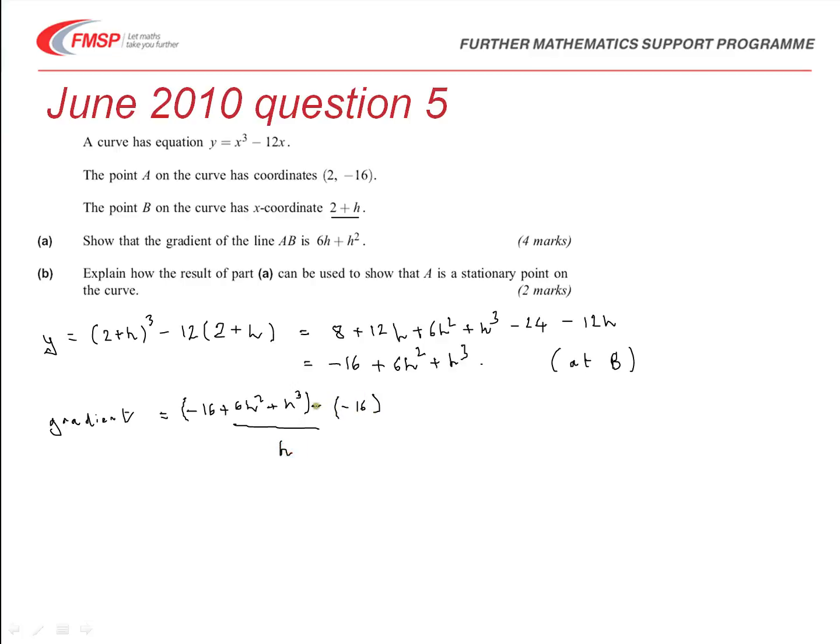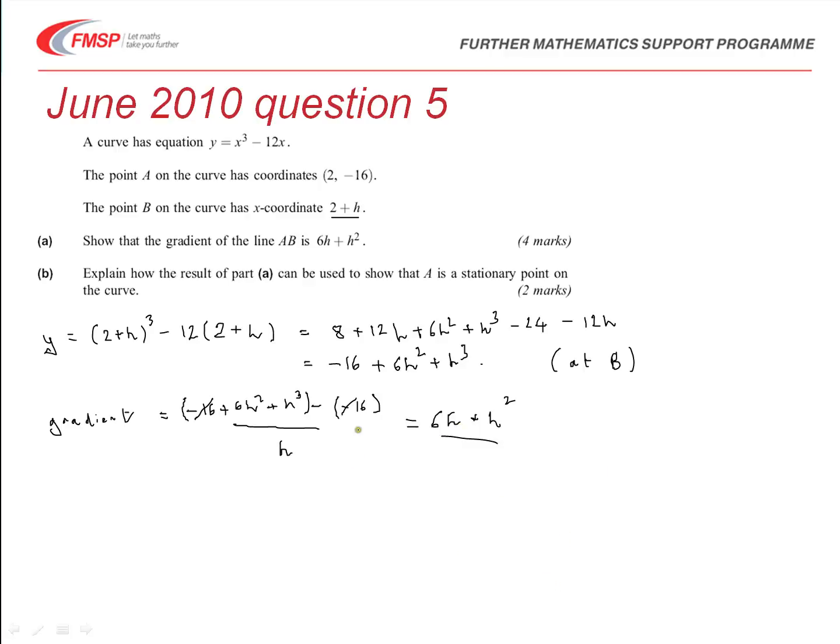Now we can see we've got a minus 16, so that's plus 16, and this is a minus 16, so these two will cancel each other out. So we're just left with 6h squared plus h cubed over h. So if we divide through by h, that will give me 6h plus h squared as my gradient.